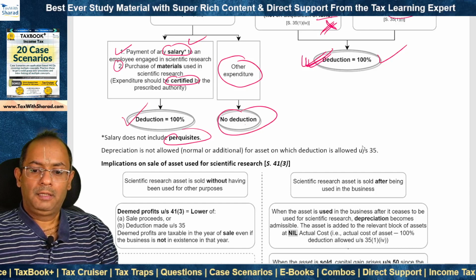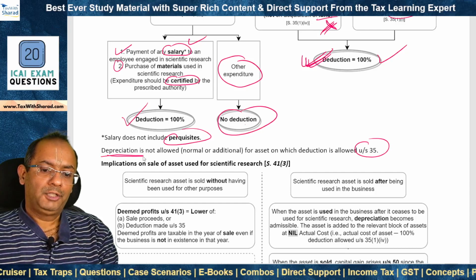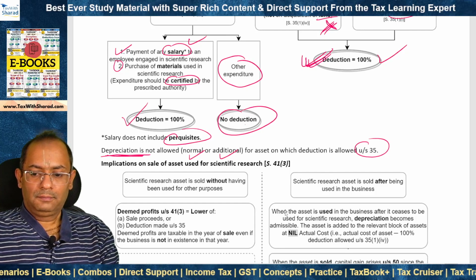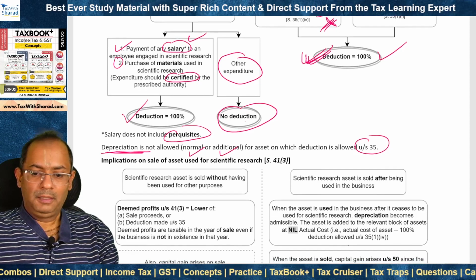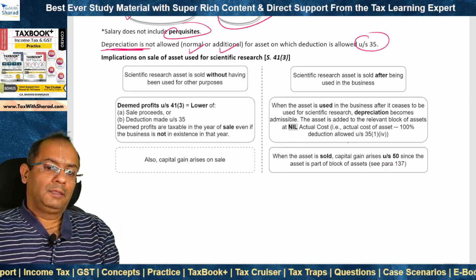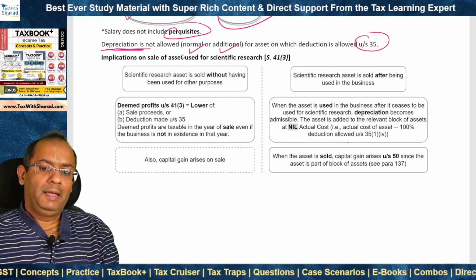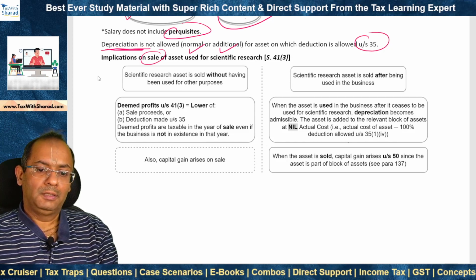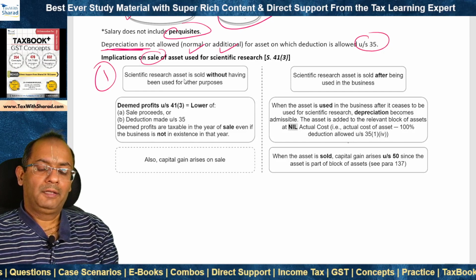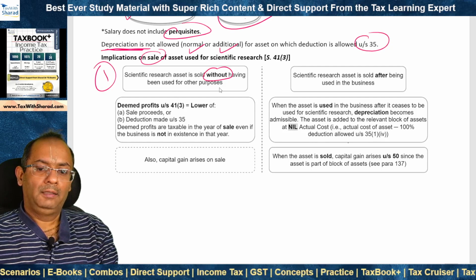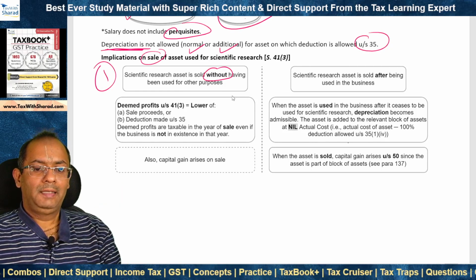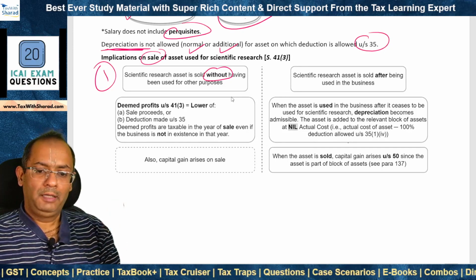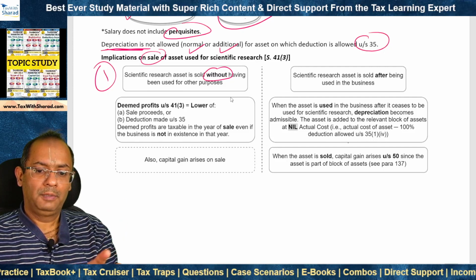Now, if an expenditure is allowed deduction under 35, depreciation is not allowed, whether normal depreciation or additional depreciation. So if 35 is claimed and allowed, depreciation cannot be allowed. Certain tax implications arise when the asset which is used for scientific research is sold. And there are 2 possible situations. In the first situation, the scientific research asset is sold without having been used for any other purpose. Scientific research asset is acquired, deduction under 35 is claimed, and it is straight away sold without being used for any other purpose in the business.